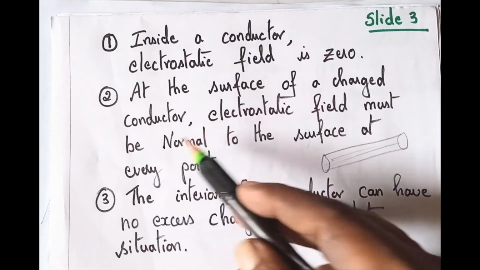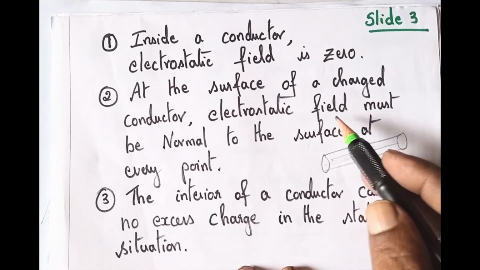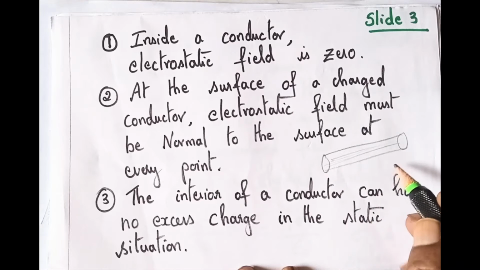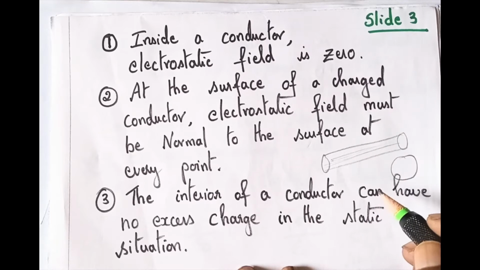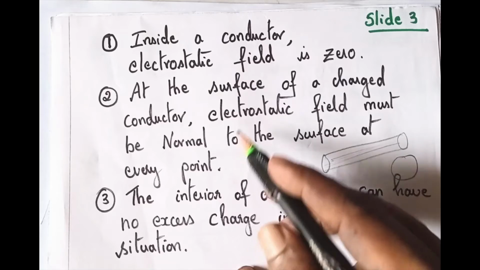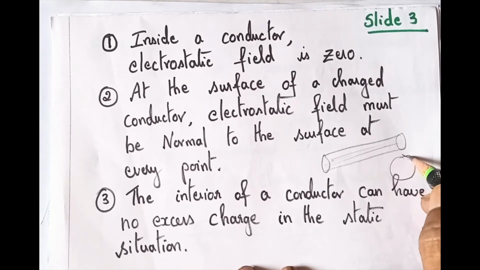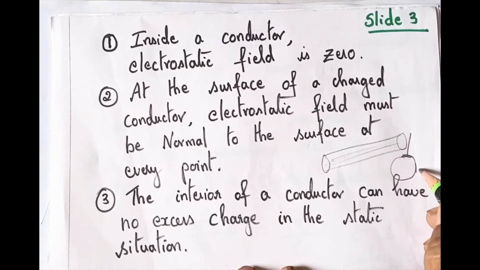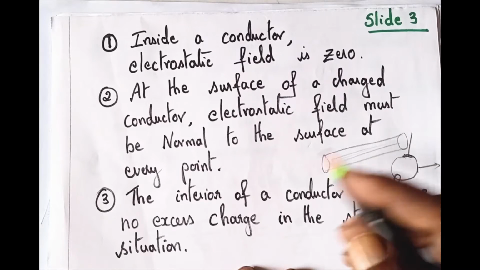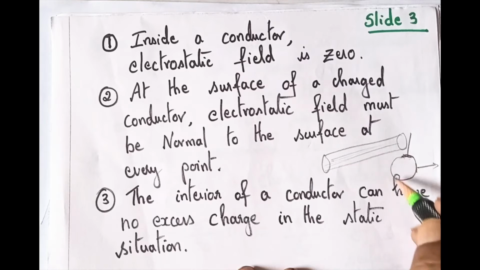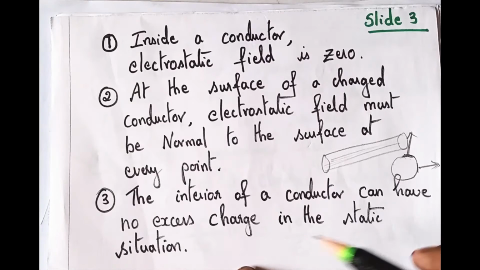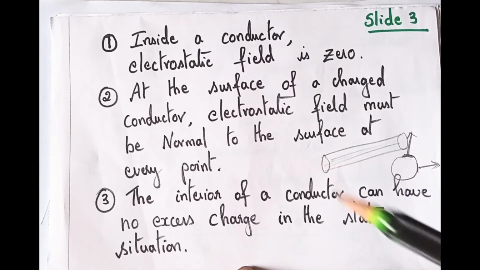At the surface of a charged conductor, the electrostatic field must be normal to the surface at every point. If you consider a spherical surface, the electrostatic field must be normal. At this point it will be normal, and at this point it will be normal to the surface. So at every point, the E field will be normal to that surface. This we have seen already in Gauss law.